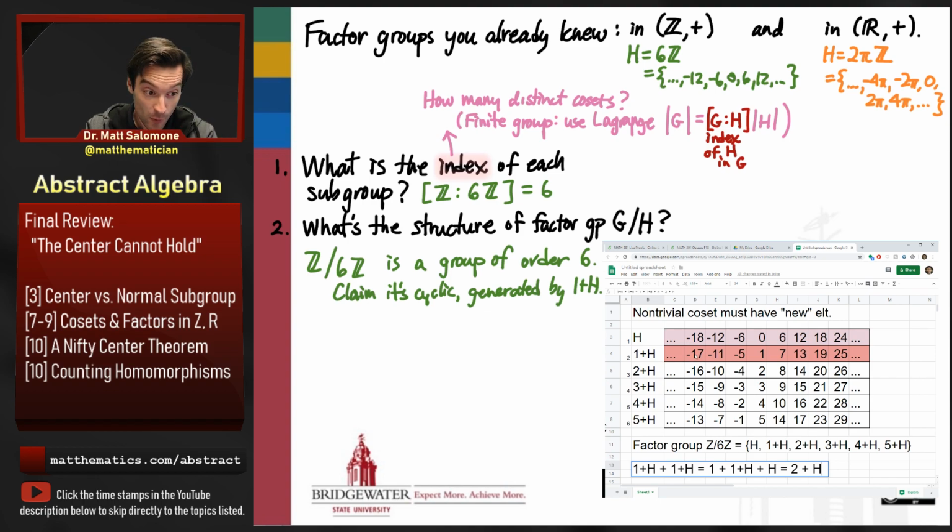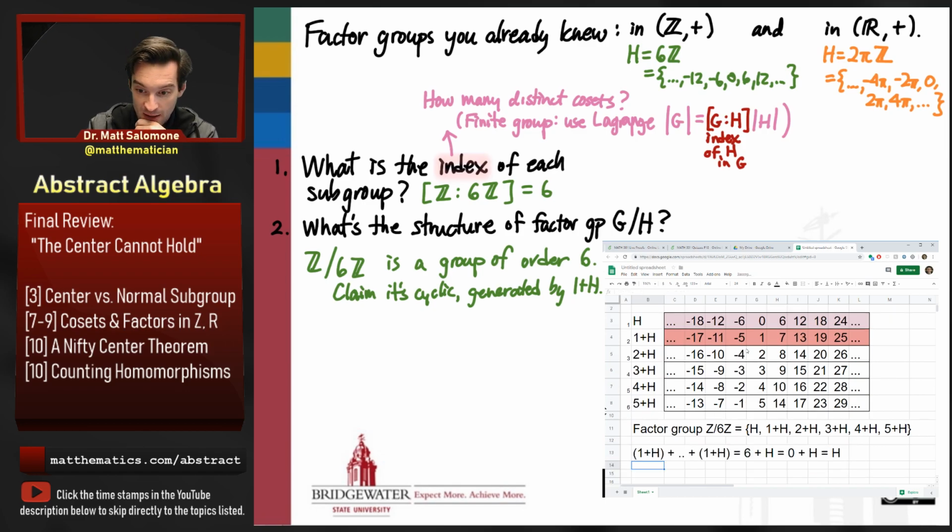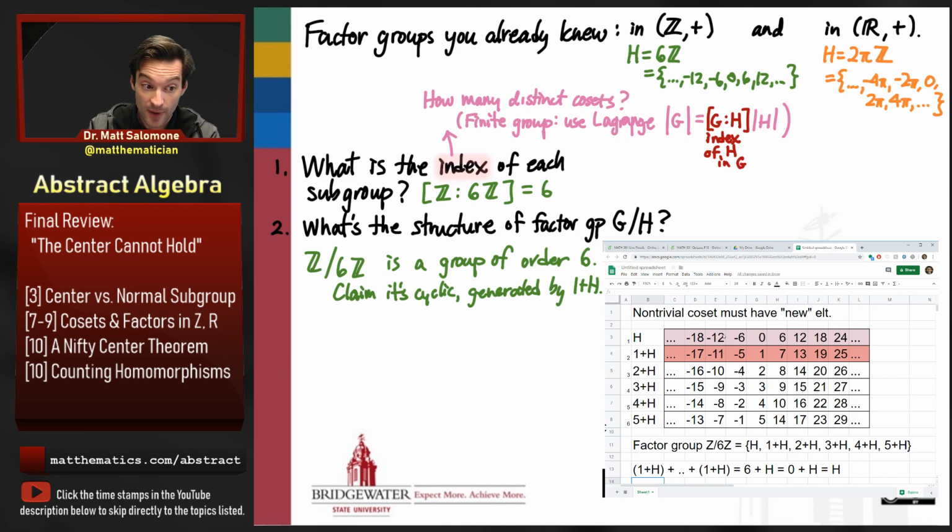And as you might expect, if I add 1 plus H to itself 3 times, I'm going to get 3 plus H. If I do it 4 times, I'm going to get 4 plus H. If I do it 5 times, I'm going to get 5 plus H. And when I do it the 6th time, 1 plus H added to itself 6 times, all those 1's are going to get added together, and then I'm going to get a plus H at the end. Once I've added all these 1's together as an integer, I get 6. But 6 is already an element of my original subgroup H. And so 6 plus H, again by closure, is equal to 0 plus H, because 6 and 0 differ by an element of H, by a multiple of 6. And so once I have added 1 plus H to itself 6 times, I come back around to H, which is the same thing as the identity element in the factor group.